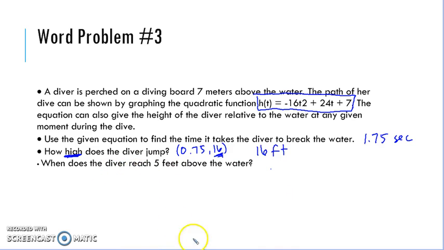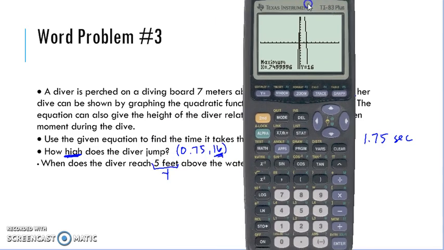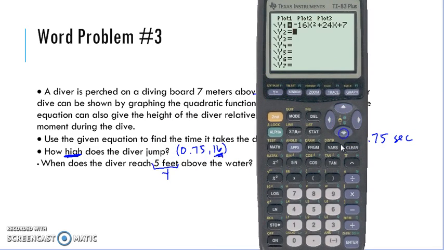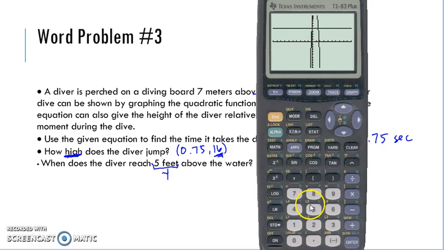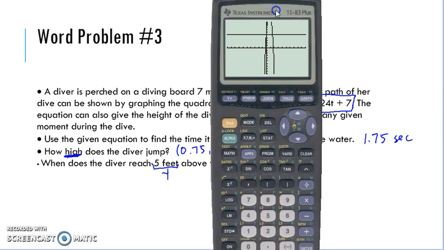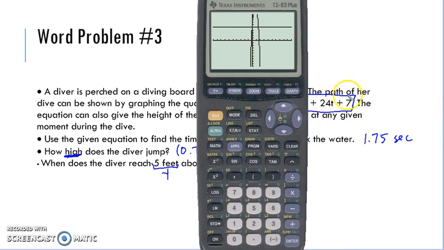And then I want to know when the diver reaches 5 feet above the water. 5 feet is a y value, so I'm going to go back to my calculator to y2 and type in that y value 5. And then I'm going to look for the intersection. Alright, so remember, if we look back at the original equation, it was a plus 7 for my y-intercept, which means the diver started above 5 feet, jumped up, and then came back down. So I want to know what that time is right there.